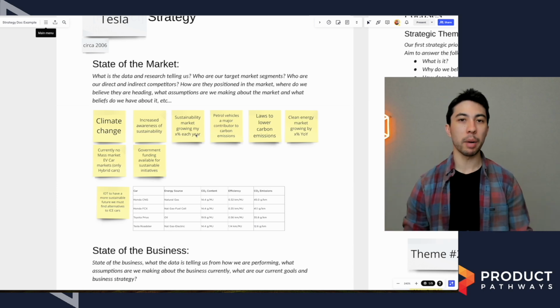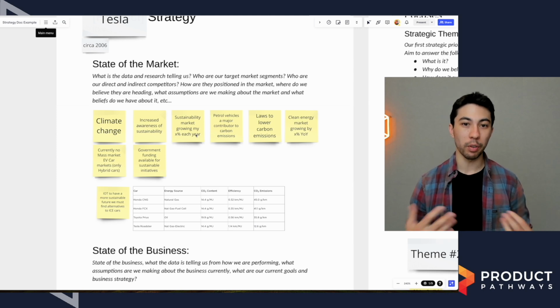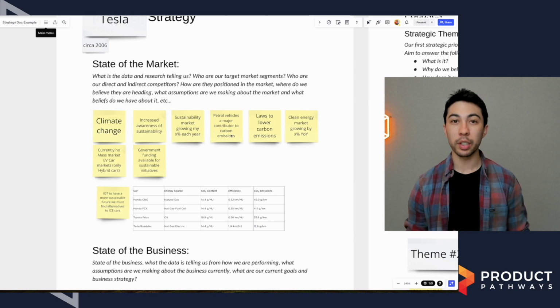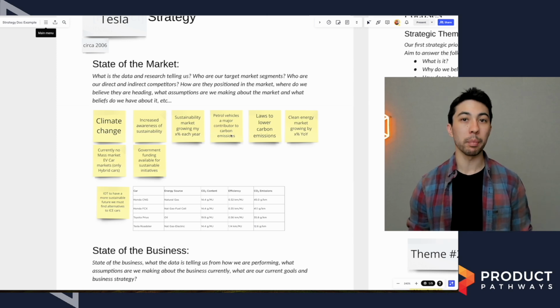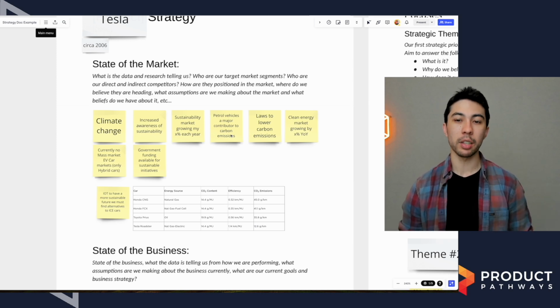So how much is the market growing year on year? It is growing. It's a very big space. It's continuing to grow today. Petrol vehicles are obviously a major contributor to carbon emissions. So that's something else to be considering here as well, especially if we're thinking about cars.